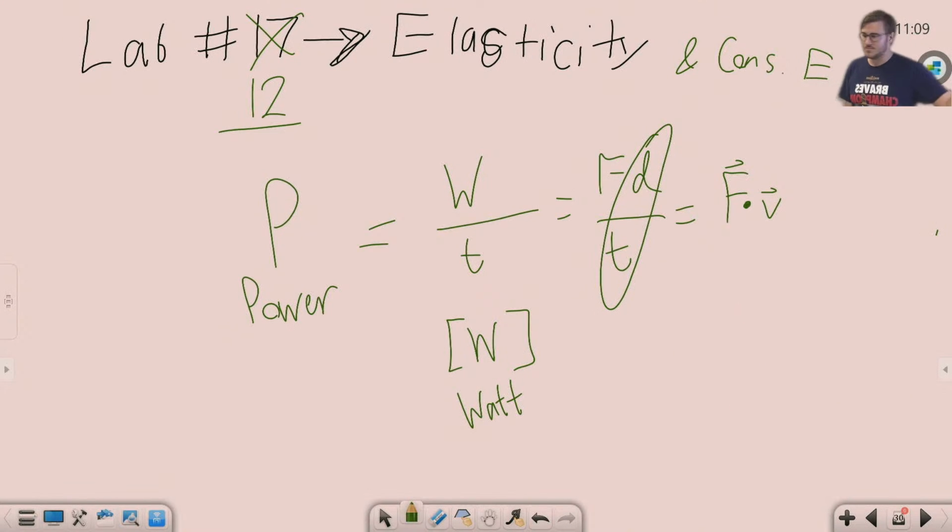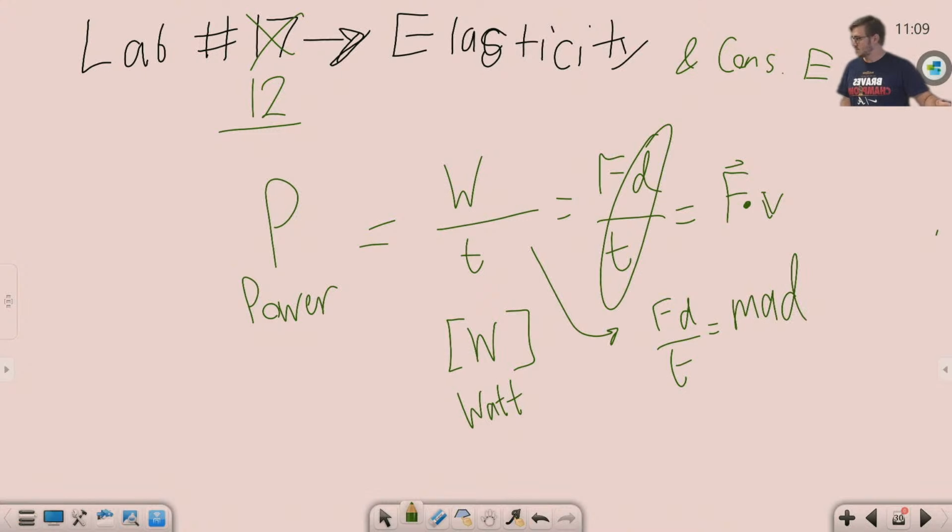But wait, there's more. What if you take this in a different direction and you say, okay, force times distance over time, and then, well, force is also ma, so that'll make you mad over a period of time. Or if you really want to have a nickname here, Mav. Maverick. Power equals Mav. Anyway. Is that where you were going? Do you have any more?